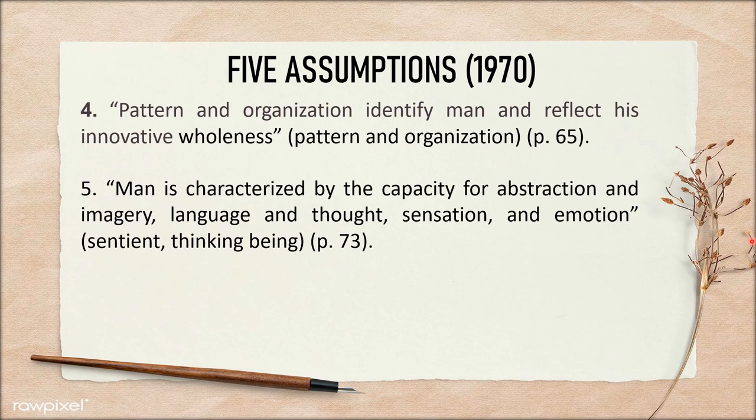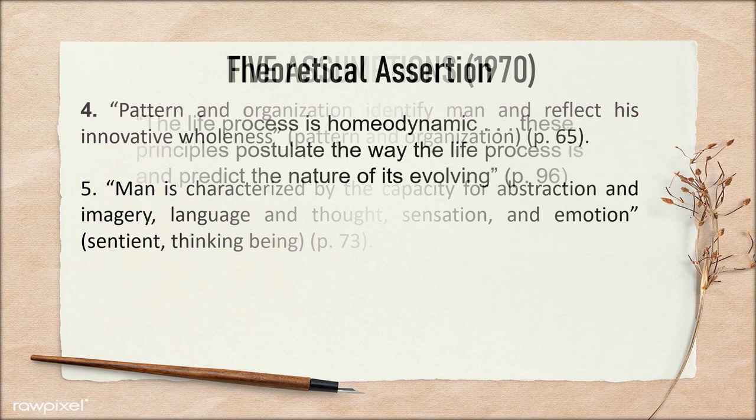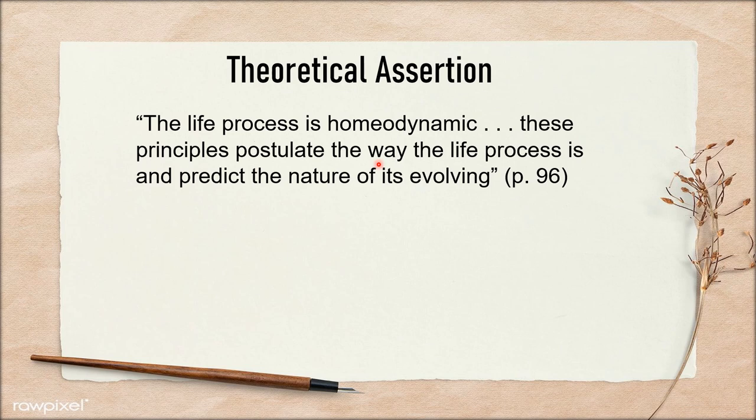The fifth one is man is characterized by the capacity for abstraction and imagery, language and thought, sensation and emotion. So, because man is a sentient being, a thinking being. According to Rogers, the life process is homeodynamic. These principles postulate the way the life process is and predict the nature of its evolving. This thought describes the relationship between humans and the environment. This principle of homeodynamics, the nature, the process, and the context of change support and exemplify the assertion that the universe is energy that is always becoming more diverse through changing, continuous wave frequencies.